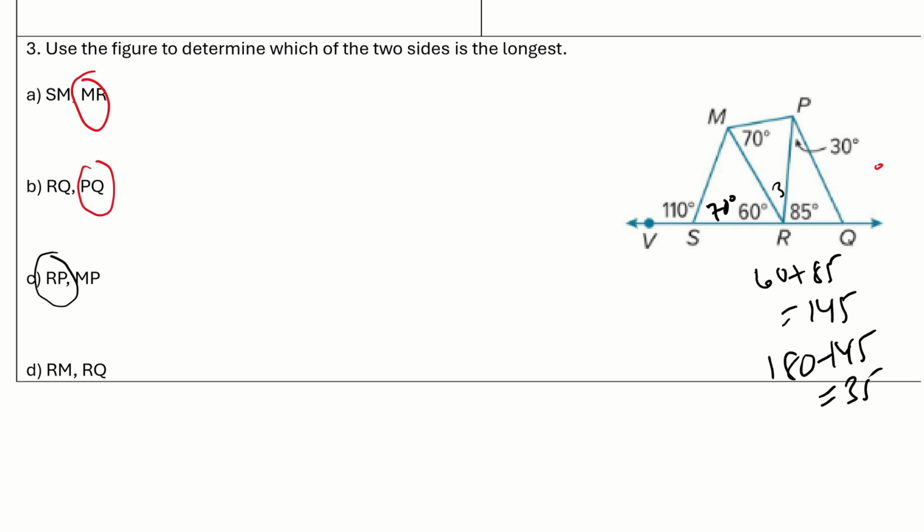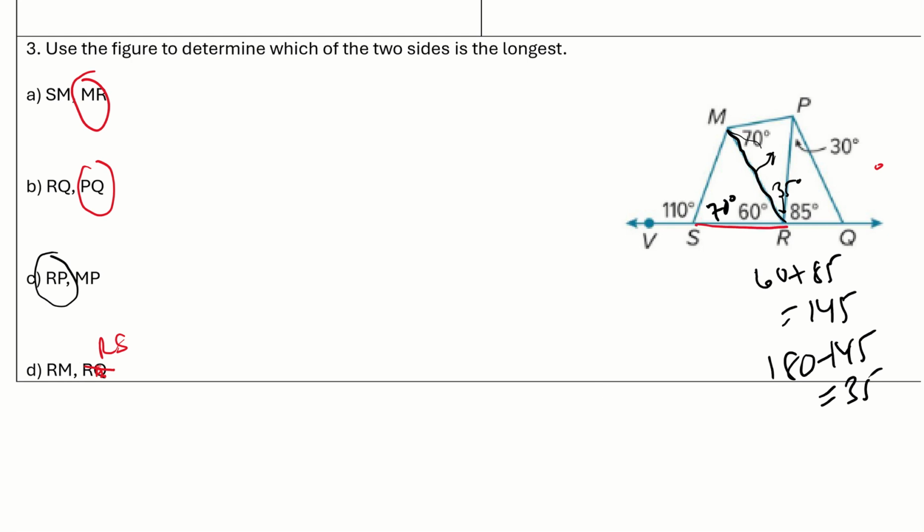That one we said was 35. RM and RQ. So RM, what's the opposite of that? Versus RQ. Where's RQ? Oh, that's a typo. That should say RS, guys. RS. I apologize for that. So RS, not RQ.